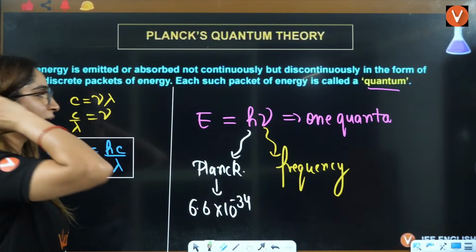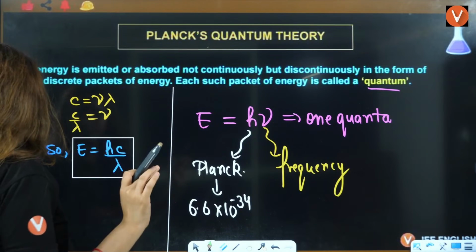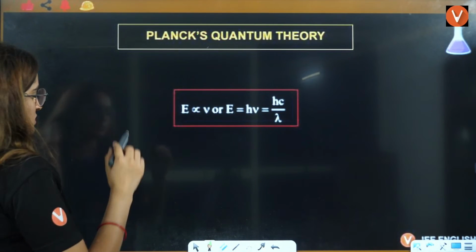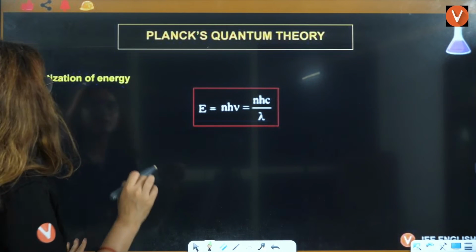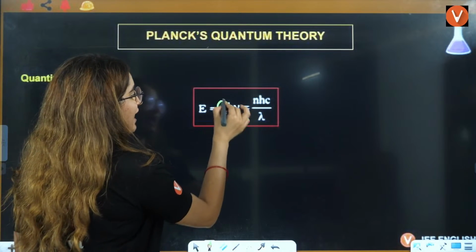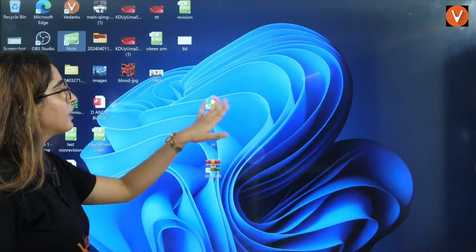So that is your E = hν, right? Now, this is the formula that we have already discussed. This also we have discussed. Now, see, if you have n number of quanta, it will become nhν.